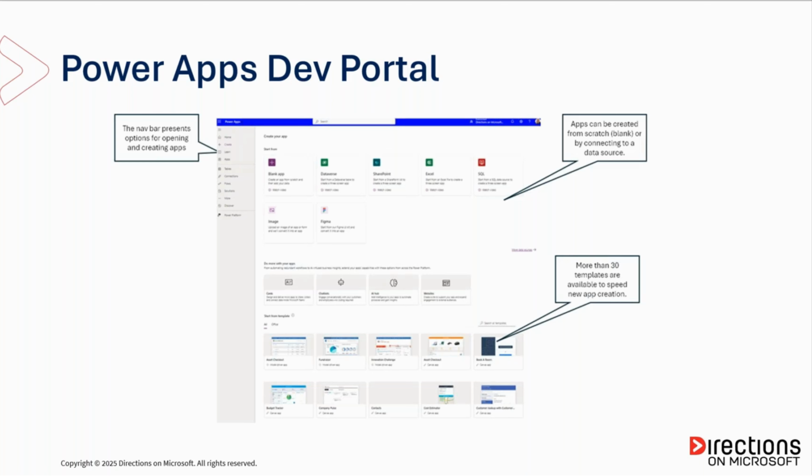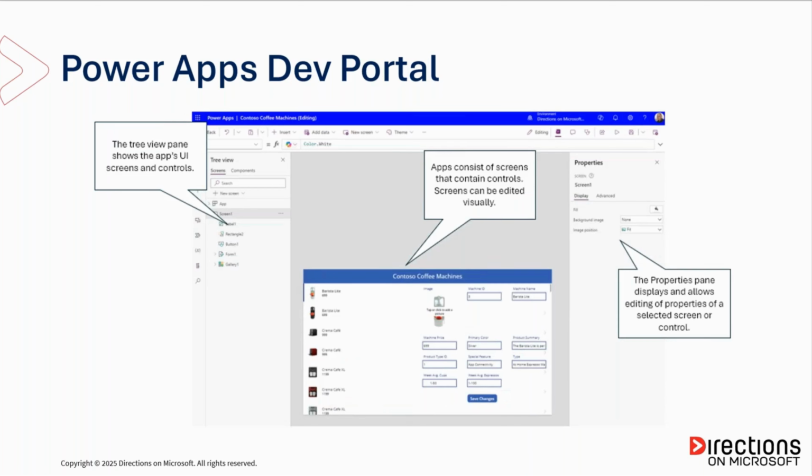And if we go to the next slide, here we see a screenshot of a Canvas type app being developed. So the middle section shows a UI page that is being worked on. It's that one, Contoso coffee machines. Controls such as buttons, edit boxes, and others that work with data and images can be dropped onto the page and arranged as desired. And the pane to the left shows the controls that are on the page. And when a control is selected, the pane on the right allows viewing and editing the properties of that control.